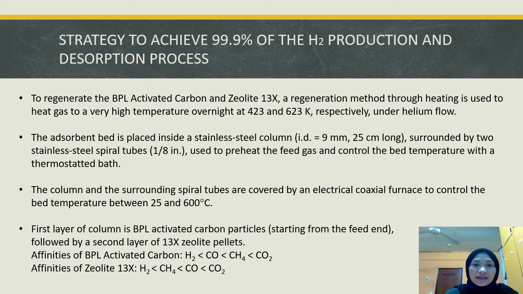Lastly is the strategy to achieve 99.9% hydrogen production and the desorption process. Our strategy is to regenerate the BPL activated carbon and zeolite 13X. The method that we use is heating the gas to a very high temperature overnight at 423 and 623 Kelvin respectively under helium flow. Next, the adsorbent bed is placed inside a stainless steel column surrounded by 2 stainless steel spiral tubes, which are used to preheat the feed gas and control the bed temperature with a thermostated valve. The column and the surrounding spiral tubes are covered by an electrical coaxial furnace to control the bed temperature between 25 and 600 degrees Celsius. And lastly, the arrangement of adsorbent, on the first layer of the column, is BPL activated carbon particles followed by the second layer of 13X zeolite pellets.